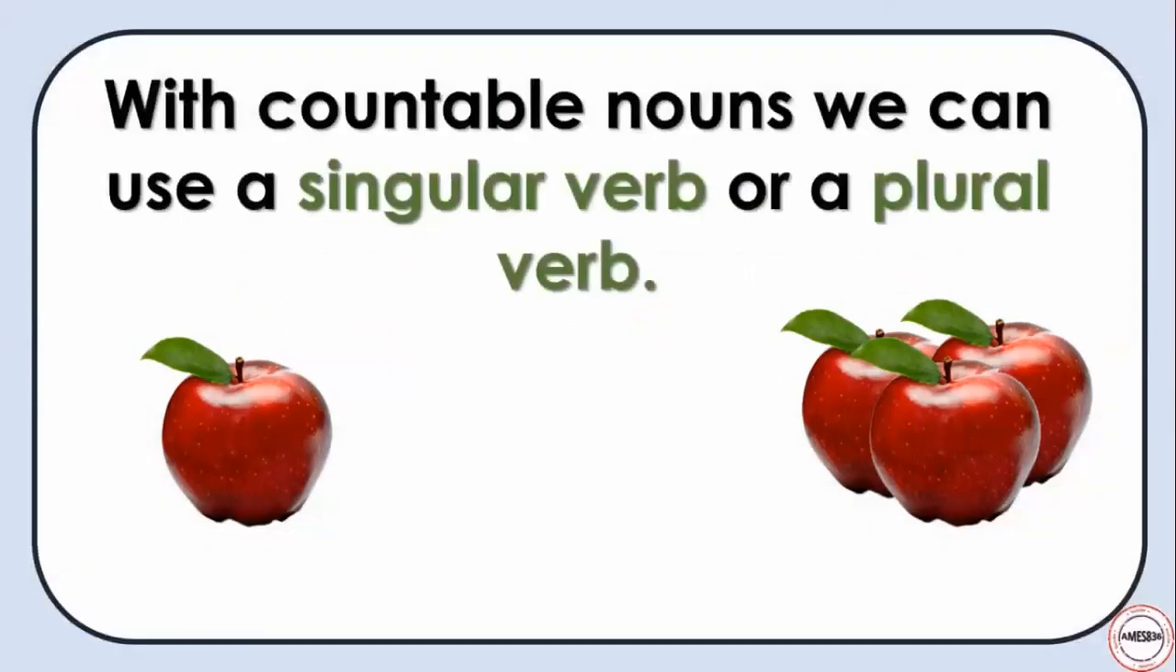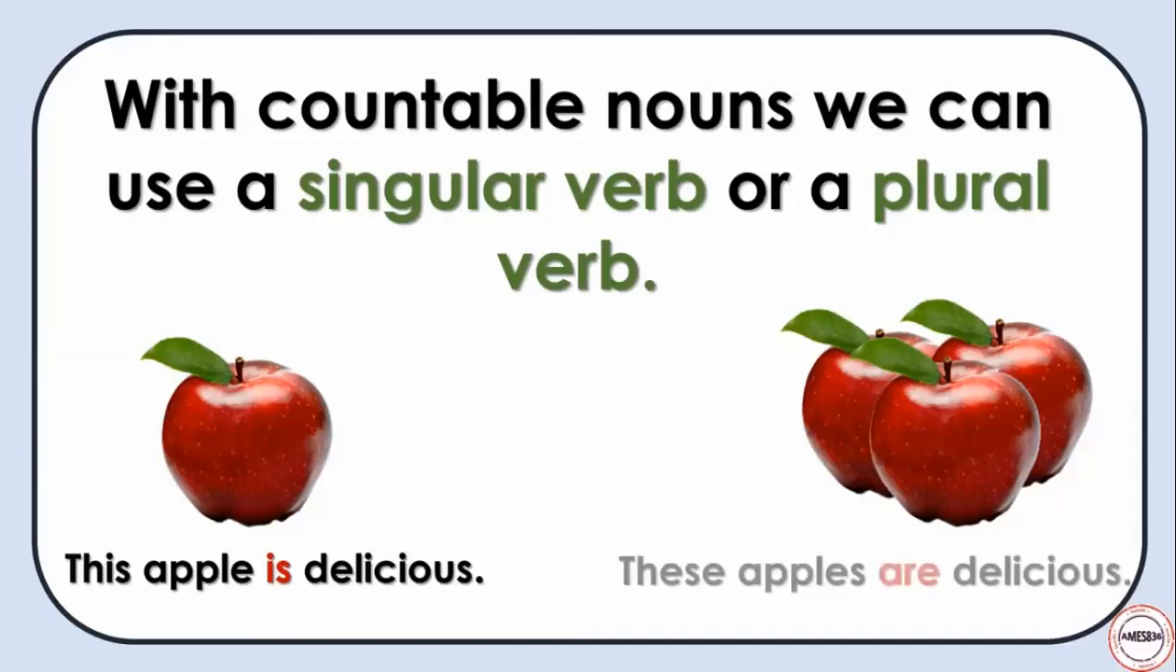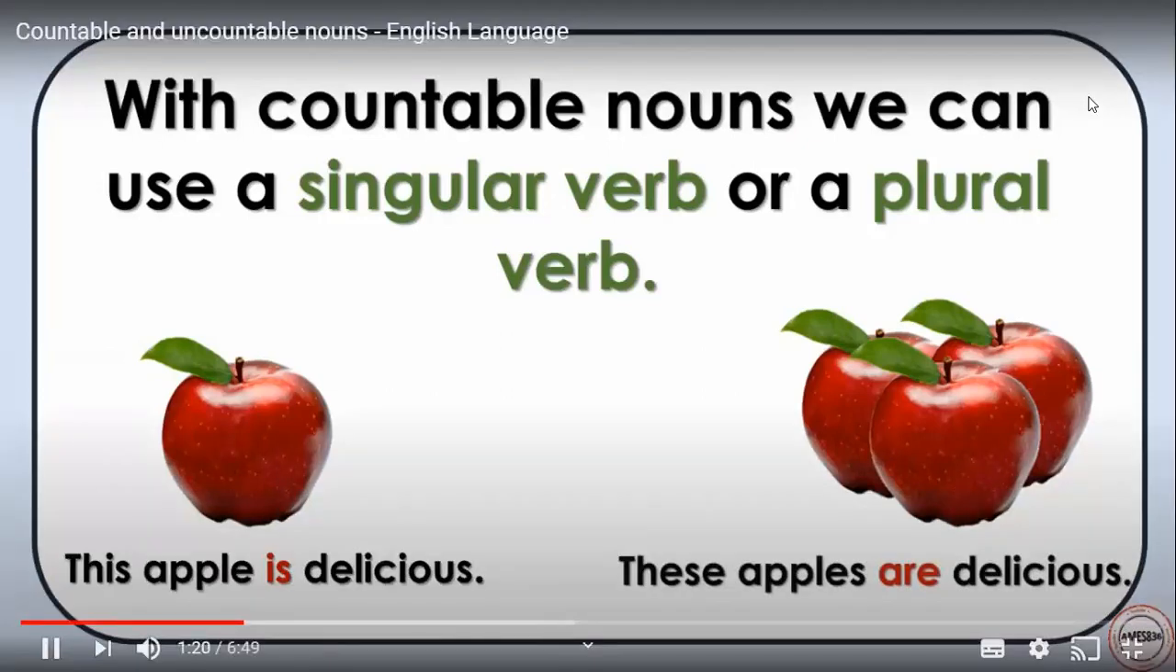With a countable noun, we can use a singular verb or a plural verb. This apple is delicious. These apples are delicious. Okay, very good.